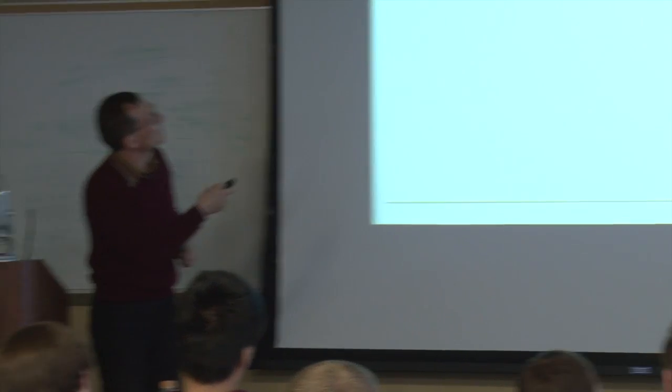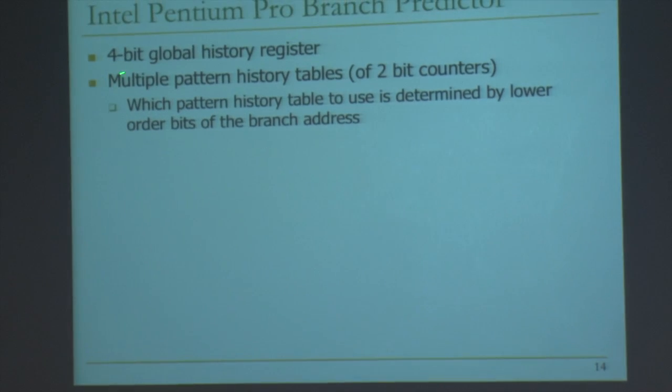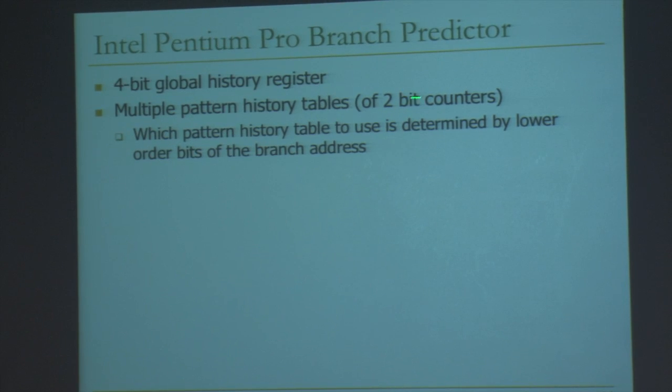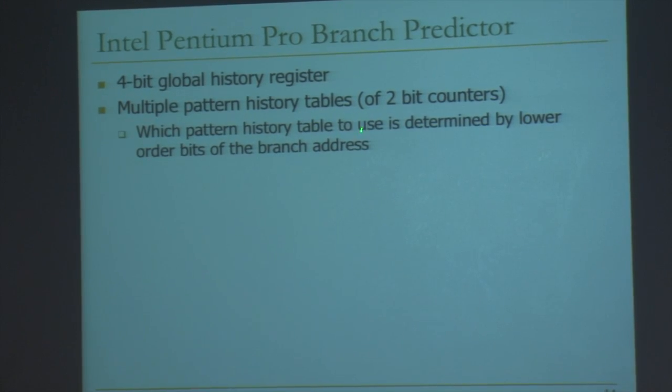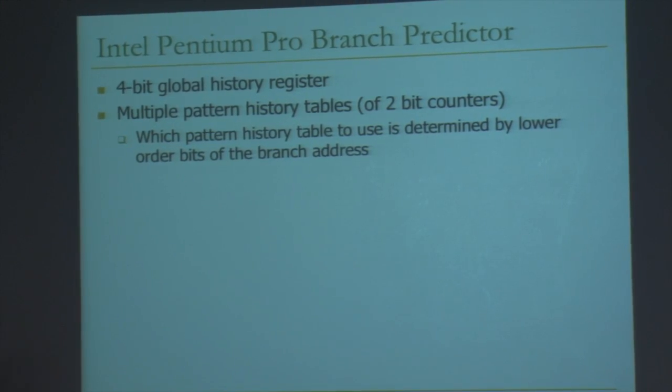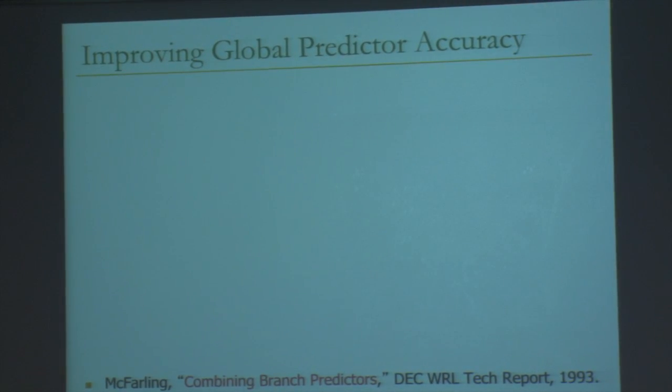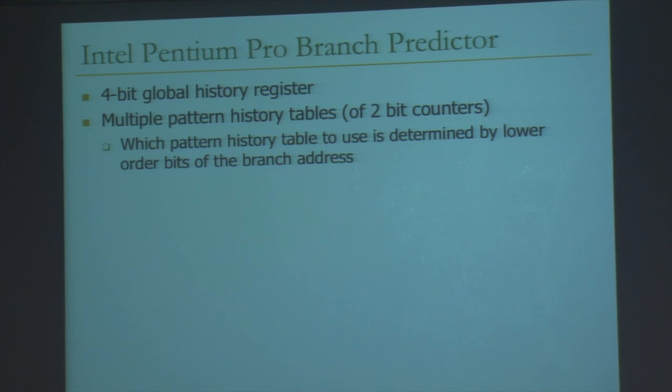OK, so a Pentium Pro branch predictor, I've already talked to you about this. It had a 4-bit global history register just like this. It had multiple pattern history tables of 2-bit counters, and which pattern history table to use is determined by the lower order bits of the branch address. I've already shown you here, so I'm not going to go over that again. And I've already said that interference is a problem here.